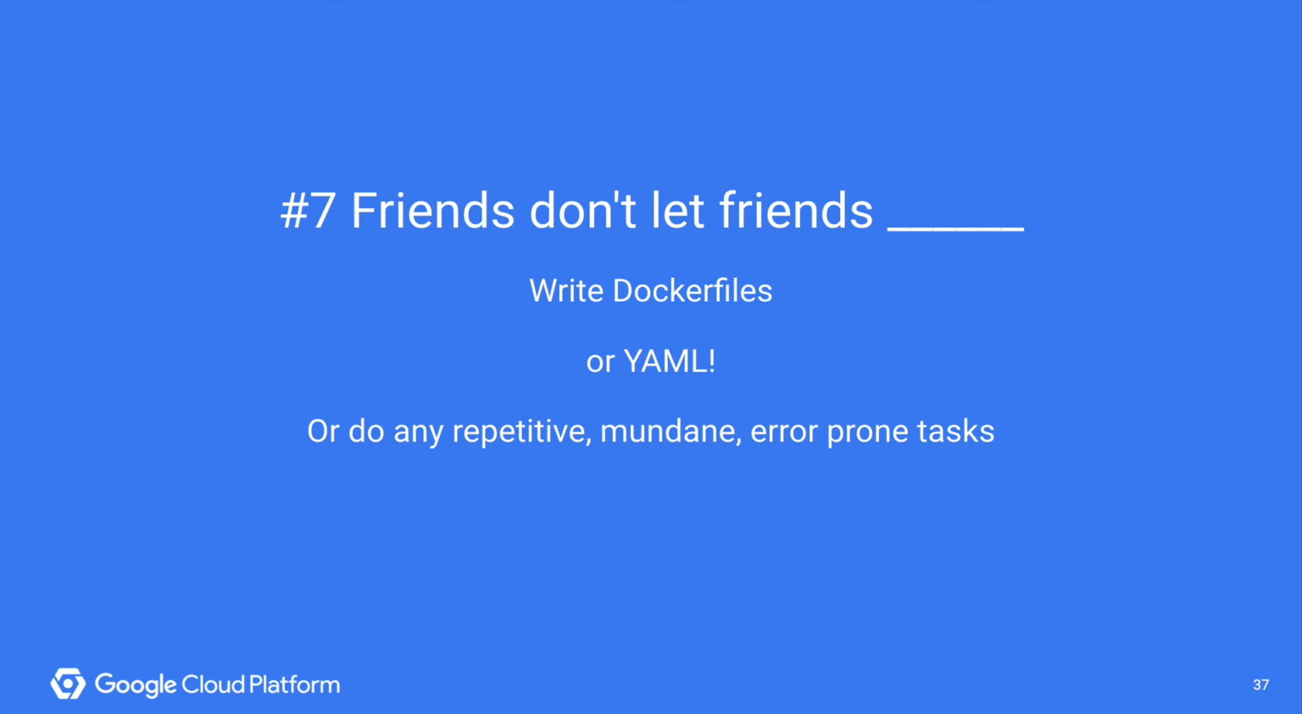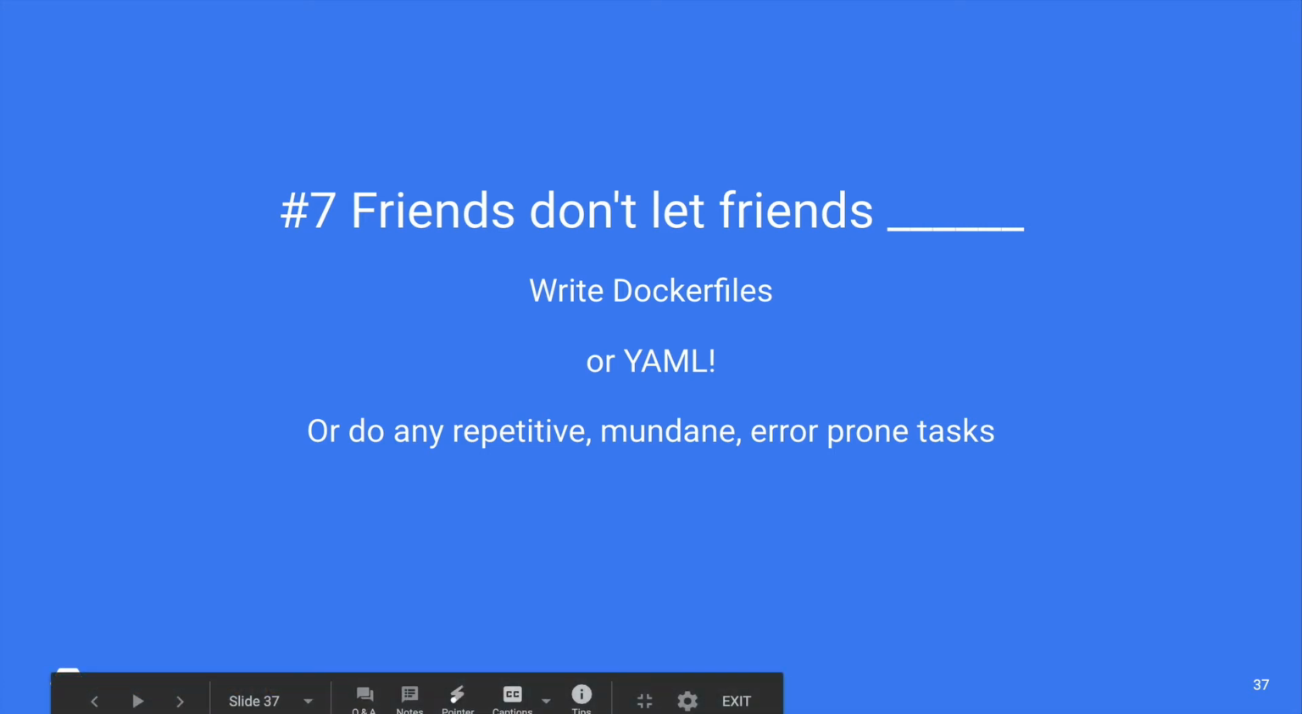And I'll also say that when building a container image, friends don't let friends write a Dockerfile. Because a Dockerfile also needs to be everywhere, it can also be mundane and repetitive. And writing a good Dockerfile is also error-prone. And there are many tools out there that can help you automate the container image creation process without you having to write a single line of Dockerfile.